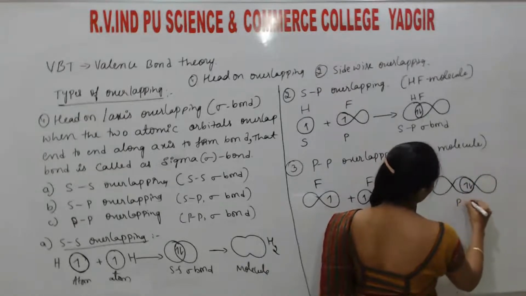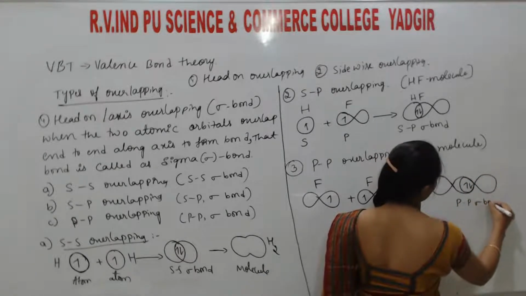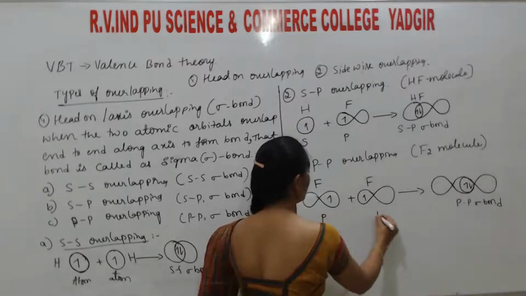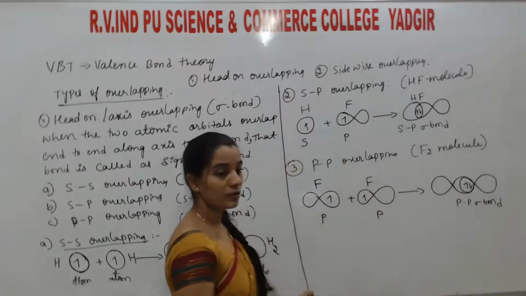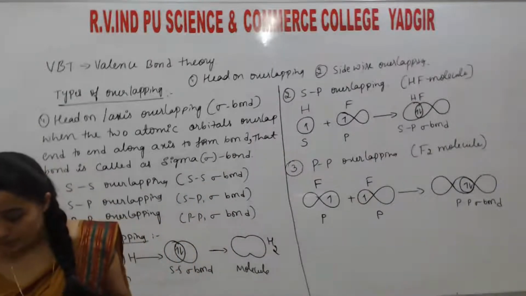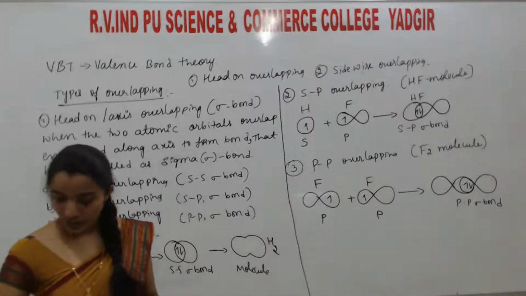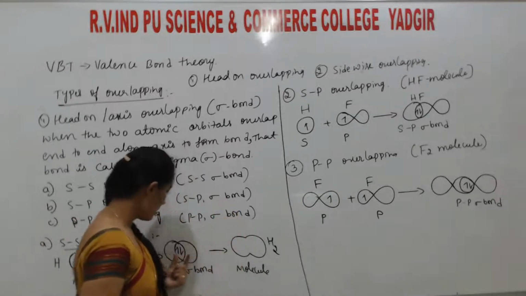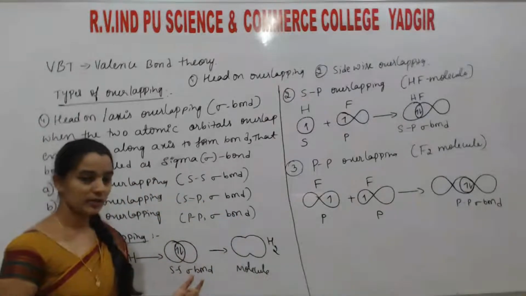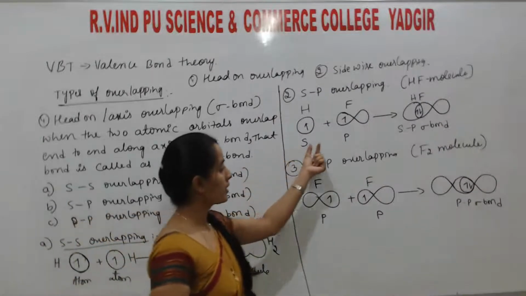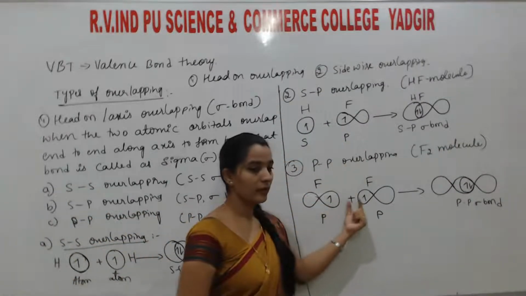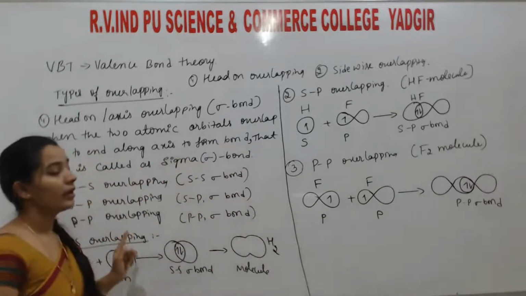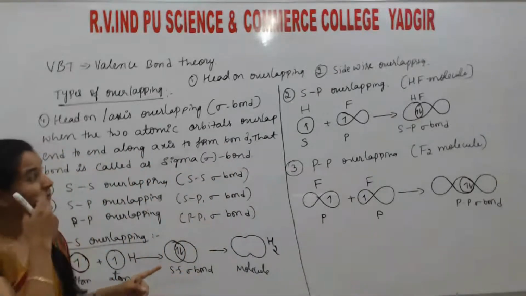That is PP sigma. This is P orbital, this is P orbital. So students remember, in sigma bond formation, there is a possibility of formation of 3 sigma bonds. One is by overlapping with SS orbital, by overlapping with SP, and by overlapping with PP. So this is what end-on overlapping or axial overlapping means.